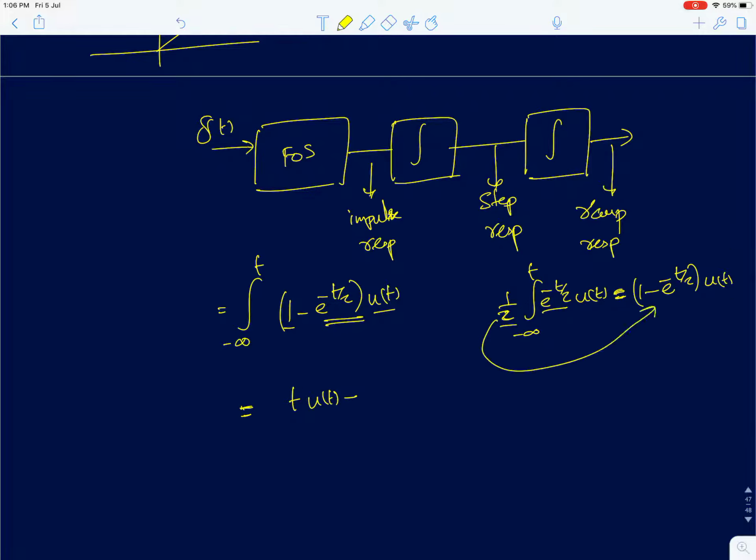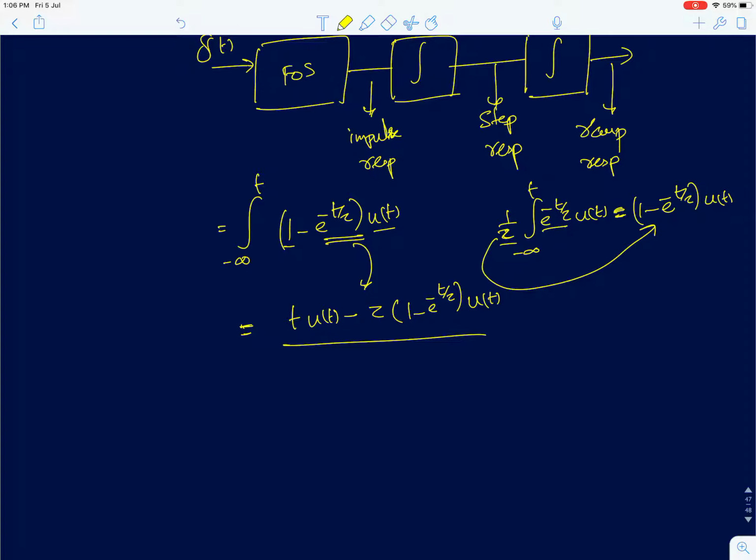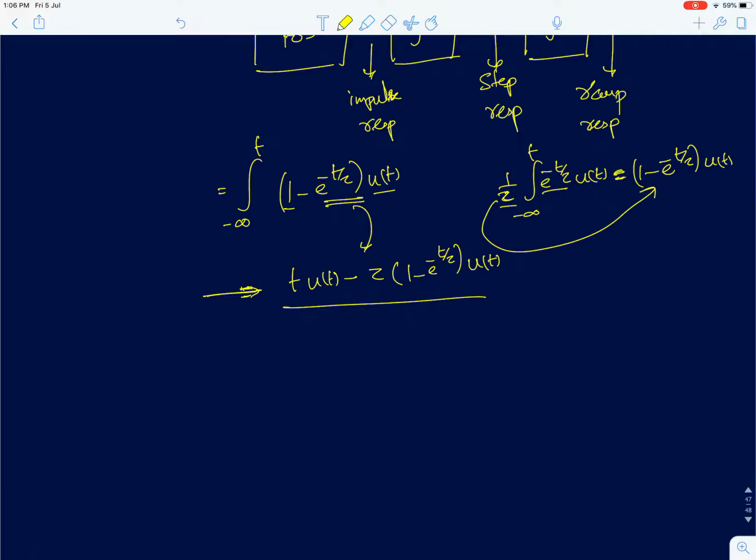So if I take tau to this side, I can write the second part of the integral as tau into 1 minus e power minus t by tau into u of t. Okay. So this is your ramp response. This equation looks a little complicated, but it's very intuitive to understand. So we'll actually try to interpret the results.